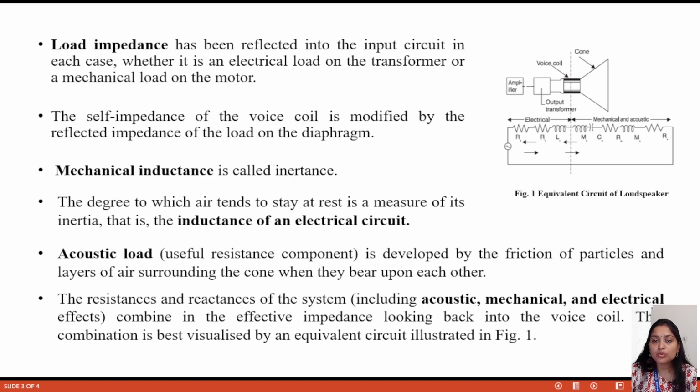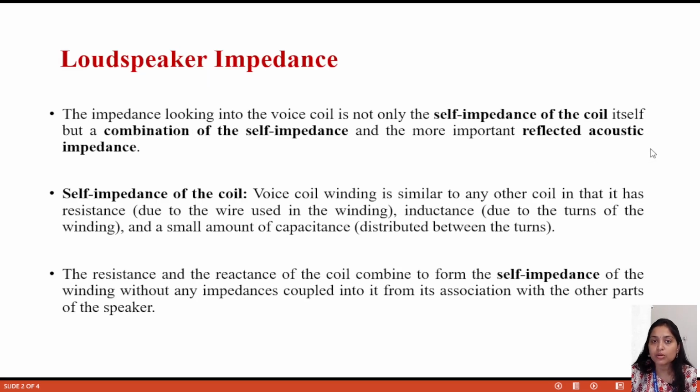The useful resistance component is developed by the friction of particles and layers of air surrounding the cone when they bear upon each other. So the resistance and reactance of the system, including mechanical, electrical and acoustic effects, combine in the effective impedance looking back into the voice coil. This is the reflected acoustic impedance.